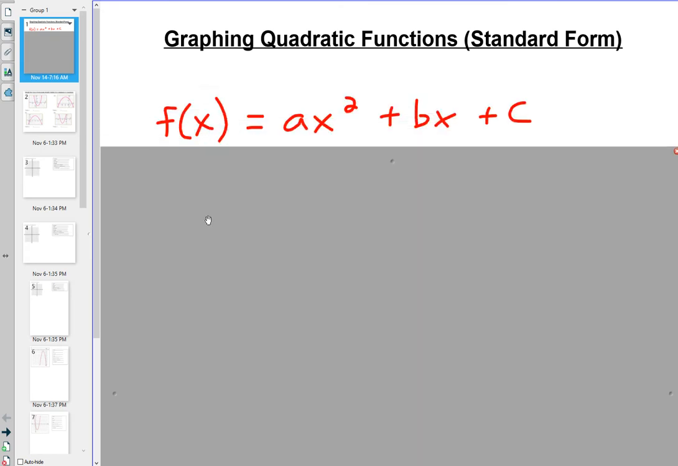Okay, so today's lesson is a graphing lesson, and this kind of kicks off the last unit before we get into finals review.